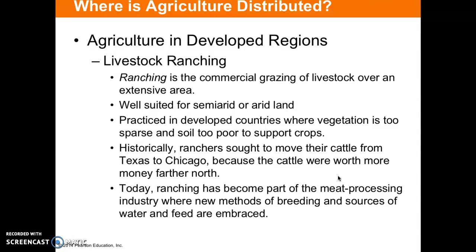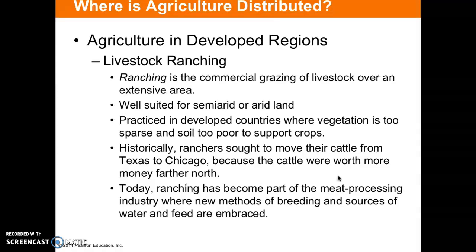Ranching is commercial grazing of livestock over an extensive area, and we've seen some of that in Food Inc. already. Those are feedlots, so those are large, giant feedlots. There's also grass-fed cattle and more traditional ranching practices. Usually, in developed countries, you have lots of ranching where you wouldn't have a lot of crops growing. So out west, you have a lot of it. In places like Wyoming, where the growing season would be too short to do a lot of grain harvesting, they also have a lot of ranching out there.